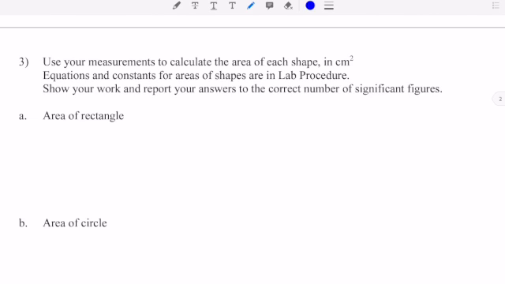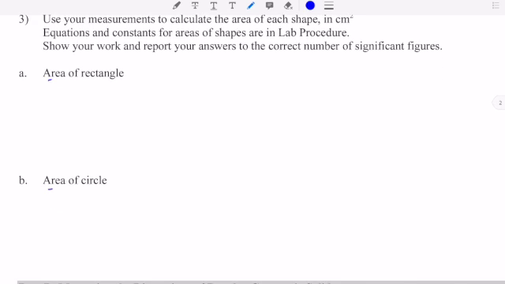So let's look at solving for area, either area of a rectangle or area of a circle. This will be a similar process to solving for volume, whether it's volume of a cube or volume of a cylinder. You'll just be using a different equation. So let's focus on area of the circle, and let's start with an example.